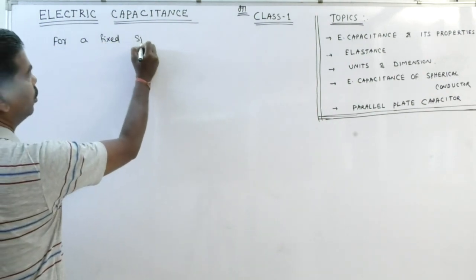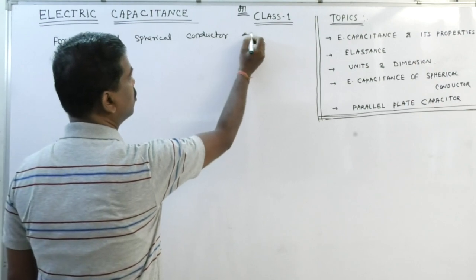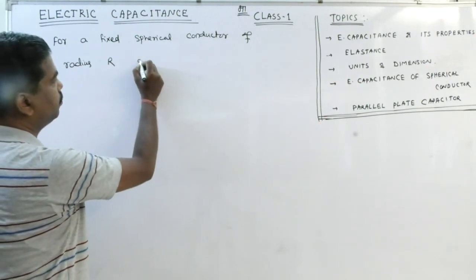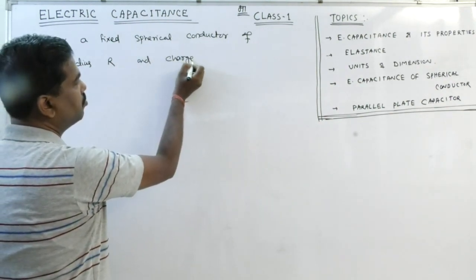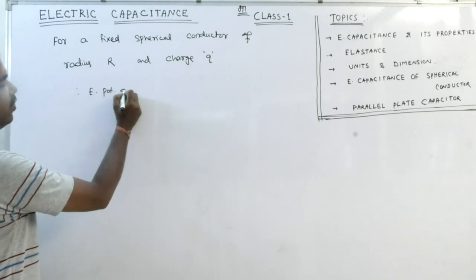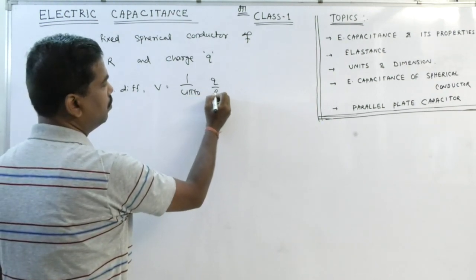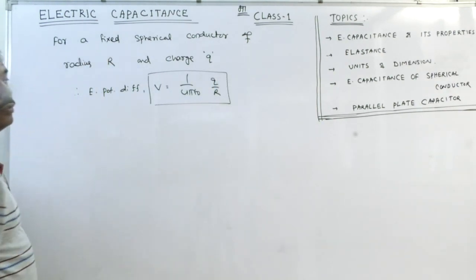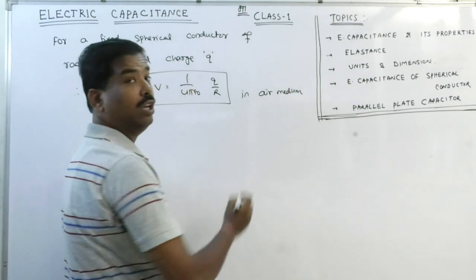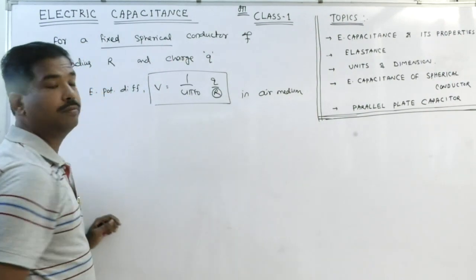For a fixed spherical conductor of radius R and charge Q, the electric potential V is equal to 1 by 4 pi epsilon 0 Q by R in air medium. So for a fixed spherical conductor, it means R is constant.